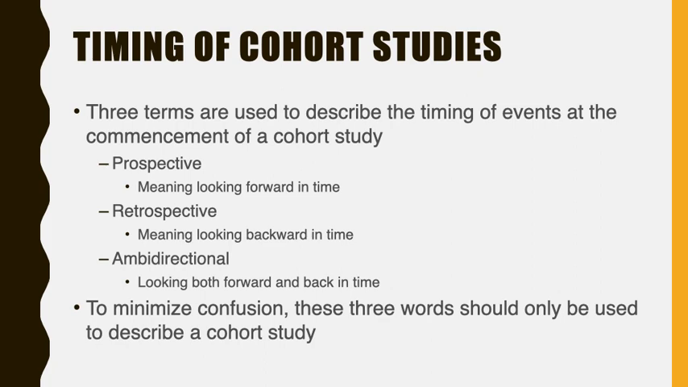There are 3 terms that are used to describe the timing of events that describe what a cohort study is. The most common and the default is the prospective. This means we move forward in time with the people. There's also a retrospective cohort, which means we start at the disease and work our way back to look for the exposure. And then there's an ambidirectional, which is very rare and very rarely done, that looks in both directions at the same time.